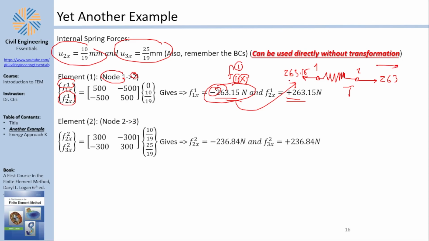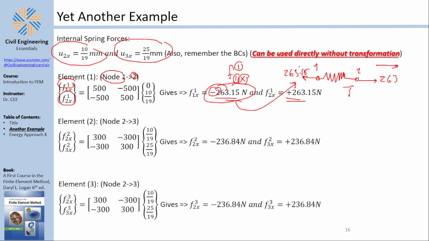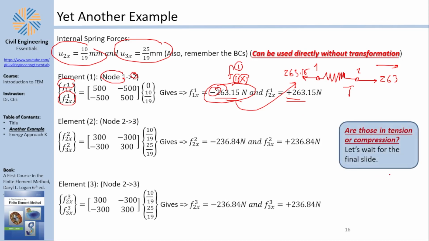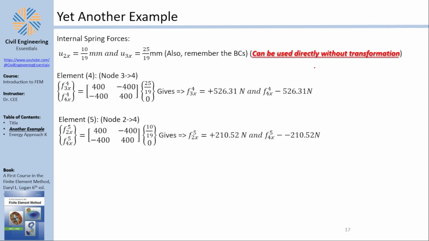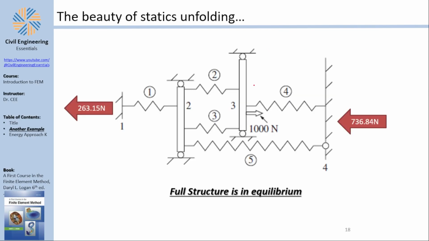Similarly, you can find the force on each and every node. And that's something that is straightforward. You can just multiply the vectors and matrices. Now, are those in compression or tension? Well, I just spoiled this for you, but let's wait for the final slide. Let's continue with this. Element 4 and element 5 are being shown. Everything seems to be perfect. Now, those are the internal forces, but do they add up? Let's reveal this. So let's take a look.